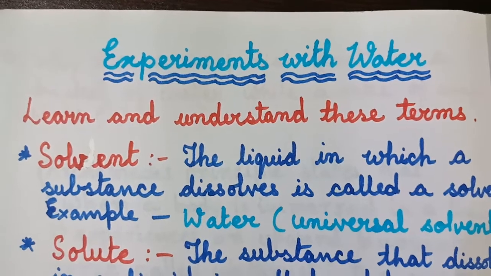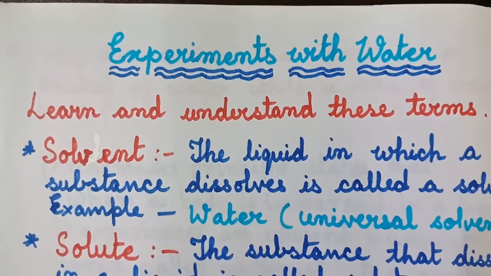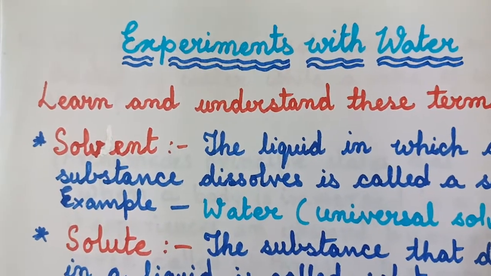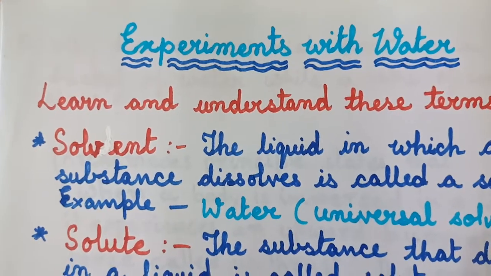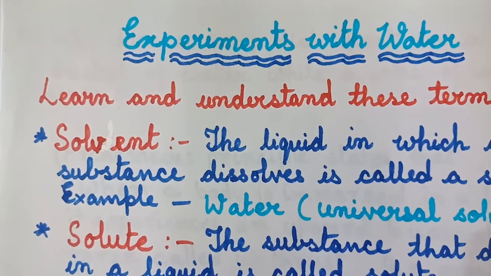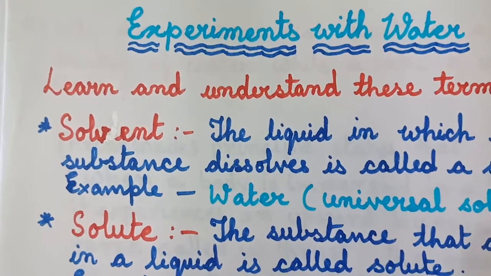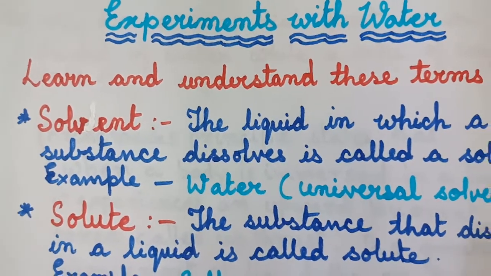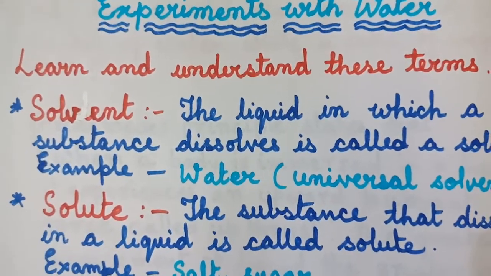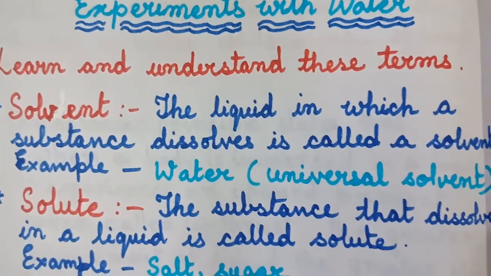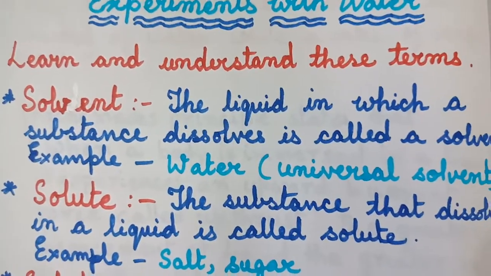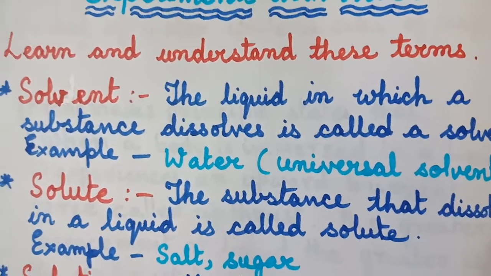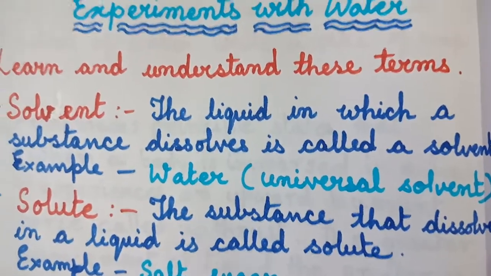Discussing the chapter Experiments with Water. In my previous class, I have shown you the solubility test, where we have seen that sugar and salt dissolve in water. In this respect, we should learn and understand these terms. Solvent. The liquid in which a substance dissolves is called a solvent. Example, water. Water is the universal solvent.